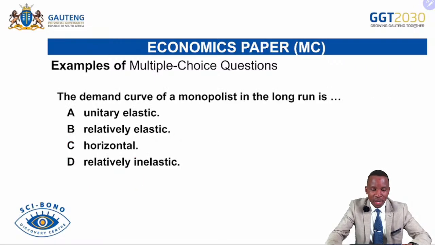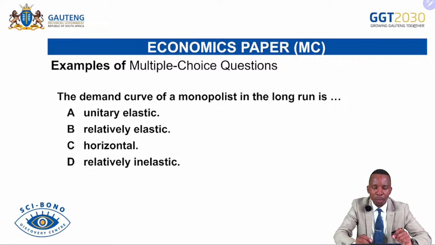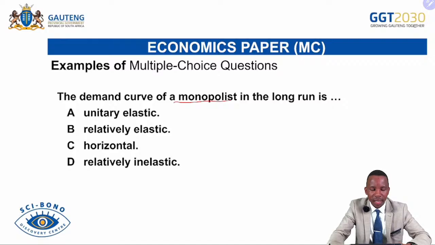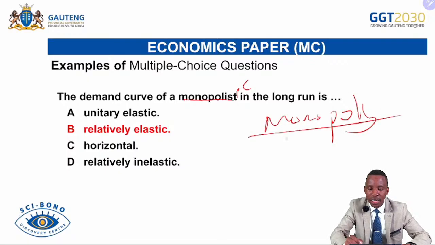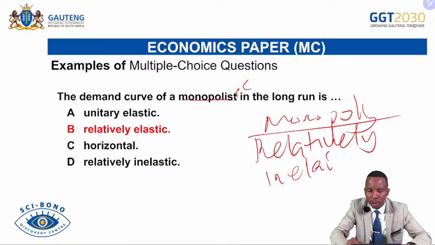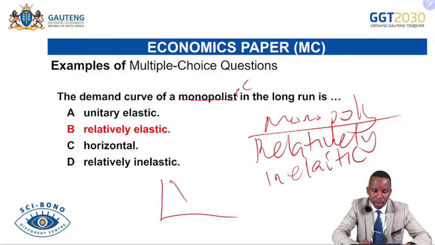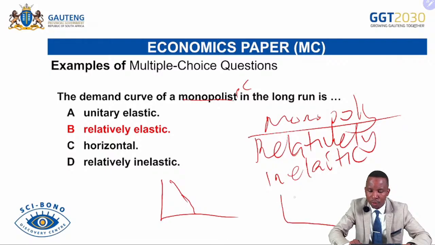And then we have: the demand curve of a monopolist in the market in the long run is, so for the monopolies, the demand curve is what? Unitary elastic, relatively elastic, horizontal, relatively inelastic. We know that the demand curve for the firm under the monopoly is downward sloping, but it is a little bit steep. So for the monopolistic it is relatively elastic, but for the monopoly it is relatively inelastic, because that demand curve is very steep. This one is for the monopoly, and this one is for the monopolistic.